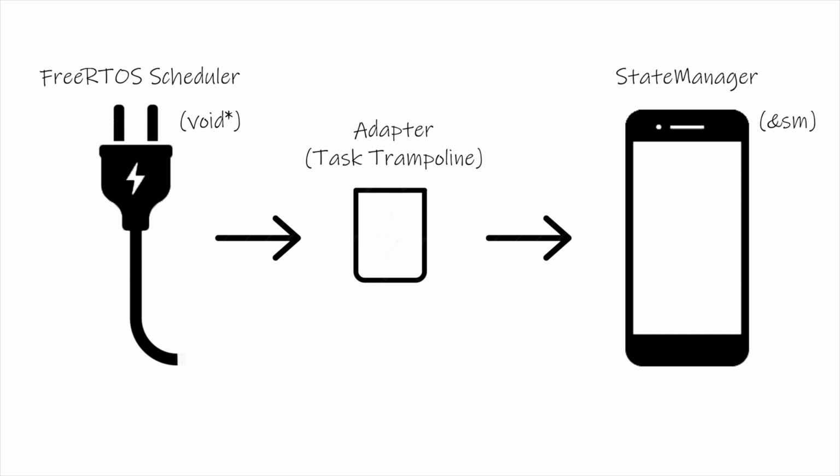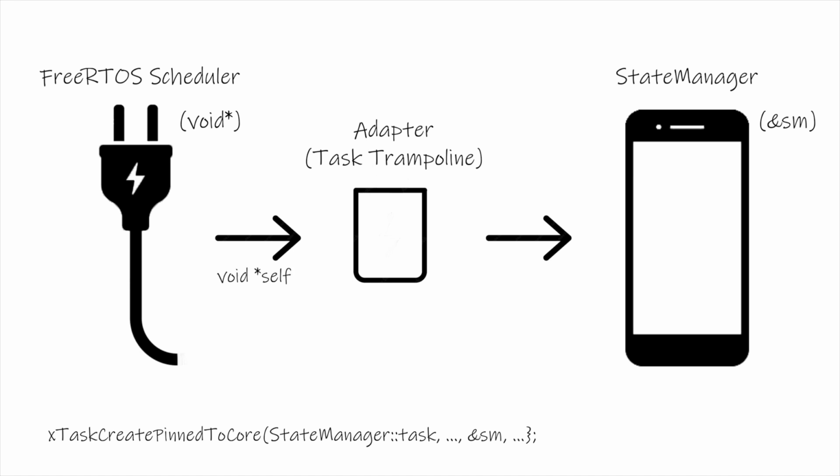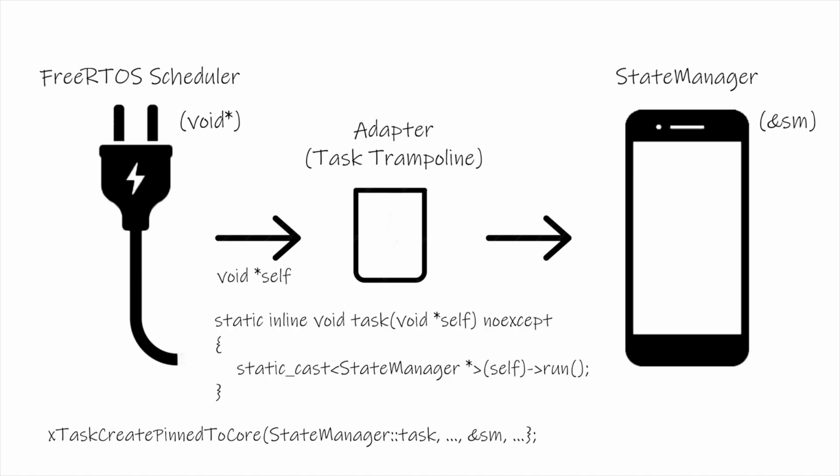So linking back to the code in front of us, FreeRTOS can only start a plain C function with a generic pointer. This tiny trampoline takes that generic pointer, turns it back into my state manager object, and then calls run. And inside run is the real main loop that we're running here. I'm certain this will all make sense very soon.